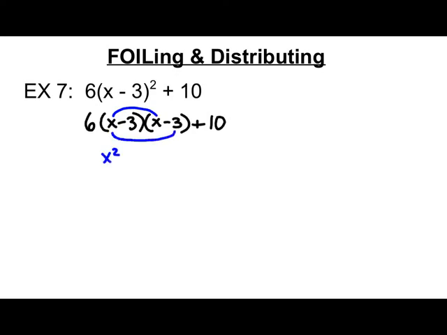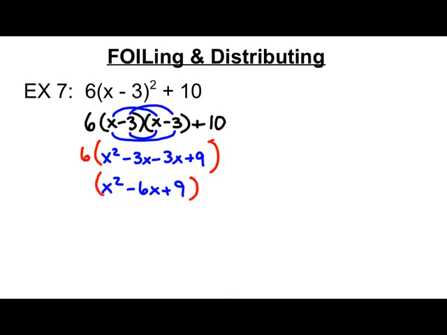Outsides, I get x times negative 3, which is negative 3x. Insides, I get negative 3 times x, which is negative 3x. And then last times last, negative 3 times negative 3 is a positive 9. Now that reduces to x squared minus 6x plus 9. Be careful, we cannot forget that we still need to multiply by that 6. And then when we get done, we also need to add 10 to the math problem.